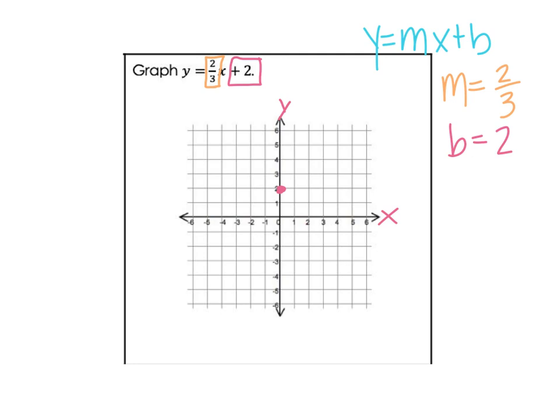Then we're going to move with m, so rise 2, run 3, rise 2, run 3. And I'm going to go in the opposite direction. It's always good to have more points, so I'm going to go down 2, over 3. And I can always make sure that my line is correct. This is a positive slope, so it's a positive line.